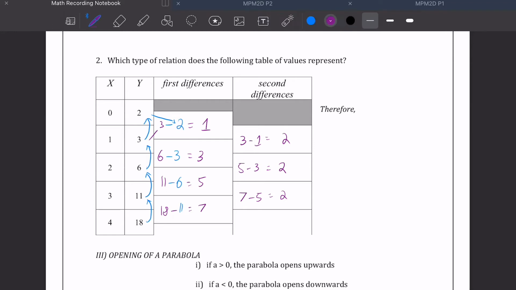If you notice here, these are the same. And if our second differences are the same, that means that the function this table of values is depicting is a quadratic relation. So therefore, this is a quadratic relation. And let's put a y, because the second differences are constant or the same.